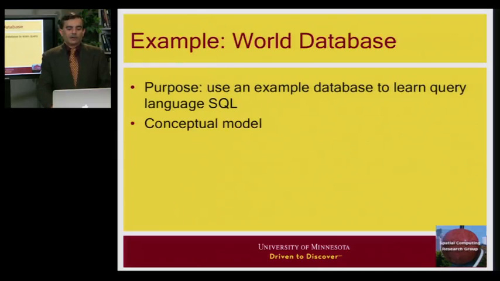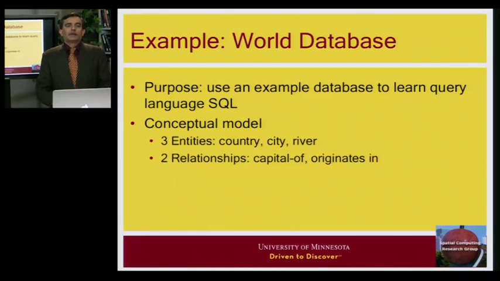So we are going to introduce a simple database with 3 tables which represent some basic geographic facts about the world. Okay. So in this database there will be 3 tables or at conceptual level 3 entities. We'll talk about countries of the world, cities of the world, and rivers of the world. These 3 entities will be connected via 2 relationships. The first is capital of. So cities and countries would have a relationship where certain cities may be capital of specific countries.